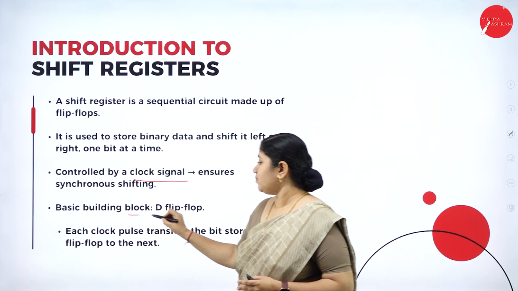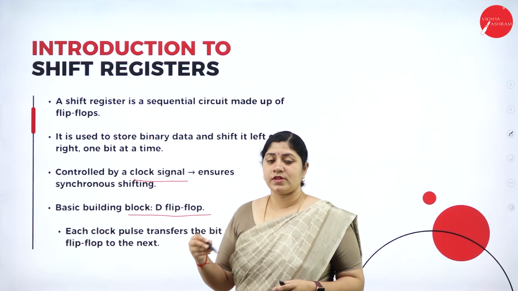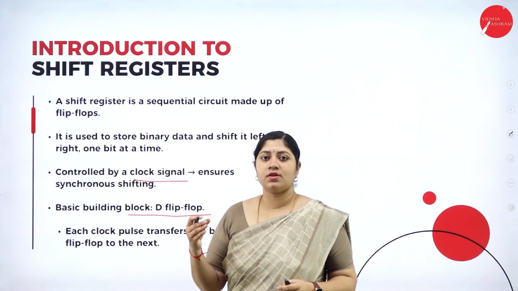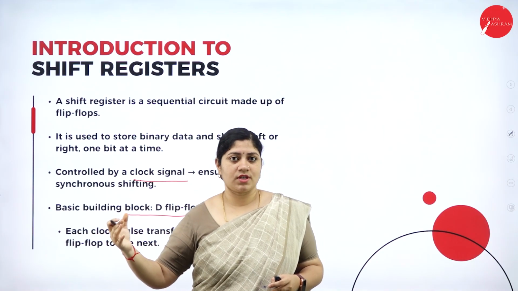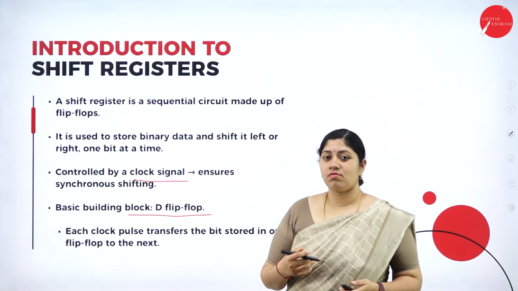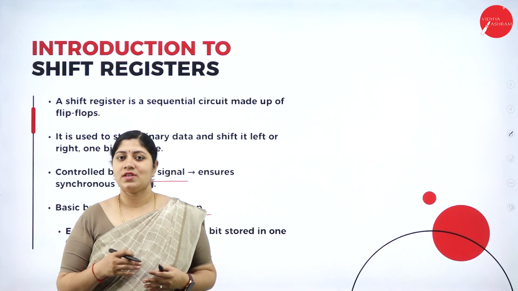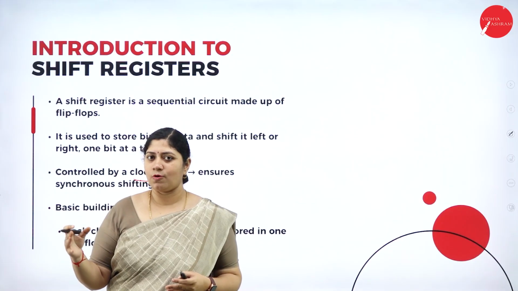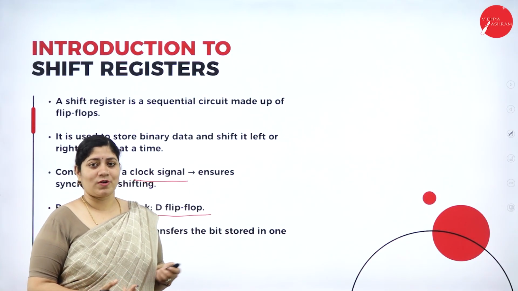Also, it forms a basic building block of D flip-flops. As one clock pulse passes, it transfers the bit that is stored in one flip-flop to the other stage. This is all about a shift register. Up next, we have multiple types under this, where let's start learning with the serial input and parallel output shift register. So it is very easy and simple. Let's see what it is.